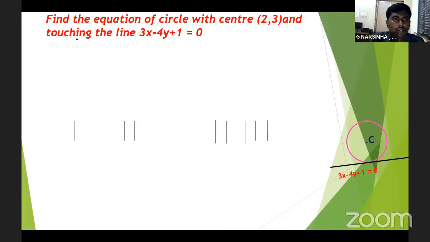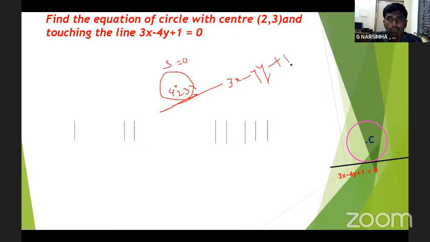Here we are going to equation of circle. Okay, find the equation of circle with the center 2, 3 and touching the line 3x minus 4y plus 1 equals to 0. Here, which is the required circle, we should find, which is s equals to 0 is a required circle. Okay, with the center C is 2, 3. Center of the circle is 2, 3, and touching the line 3x minus 4y plus 1 equals to 0. Okay, which is the circle which we need to find.